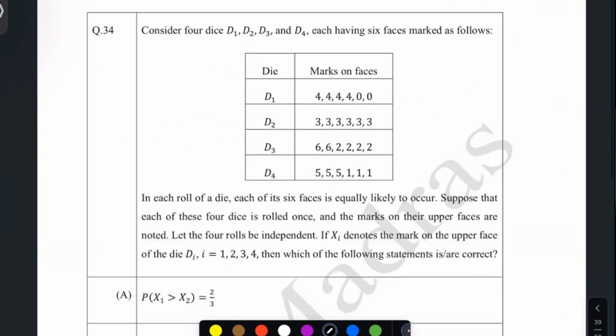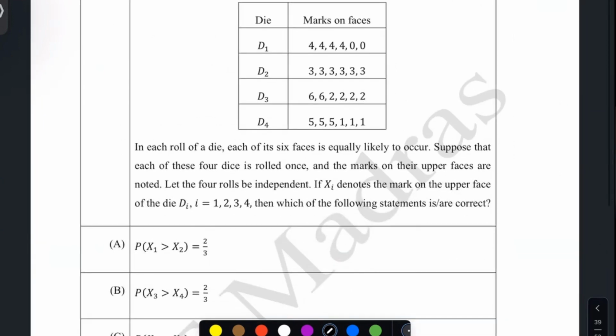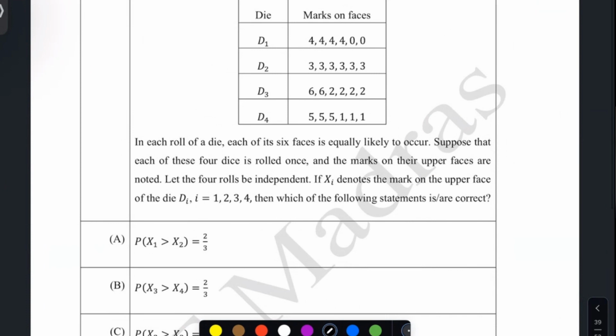three 1s. It's asked that in each roll of a die, each of the faces is equally likely to occur. Suppose that each of these four dice is rolled once, and the marks on their upper faces are noted. Xi denotes the mark on the upper face of die i. Then which of the following is correct? So you're asking, if you roll each die once and see the random variable, the value that comes up, what is the probability?